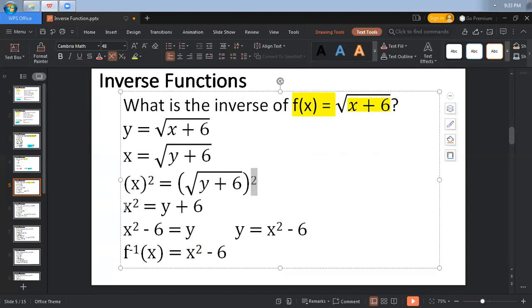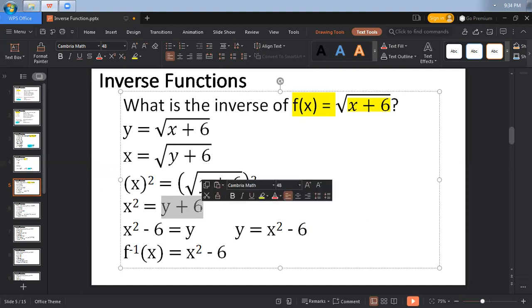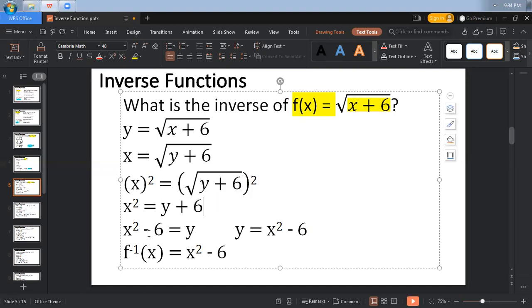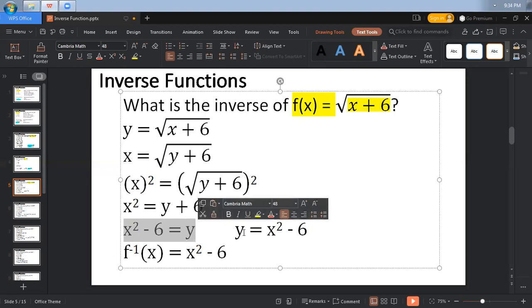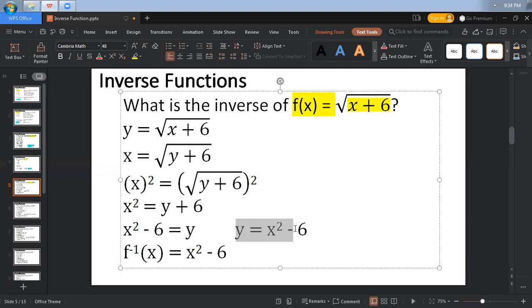Now, after that, itong x maging x squared. And ang kagandahan po nito, pag nagkita itong radical sign at itong square, pareho po silang nakakancel. So, matitira na lang is y plus 6. And then, after that, itong 6 na to, lilipat sa kabila, or we have to subtract 6 from both sides of the equation. So, magiging x squared minus 6 is equal to y. Or, y is equal to x squared minus 6.